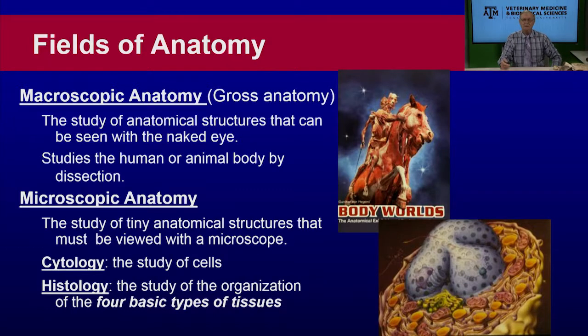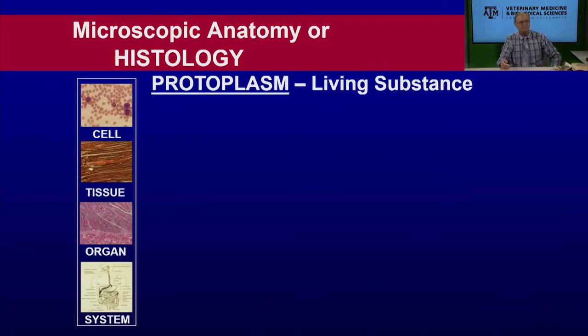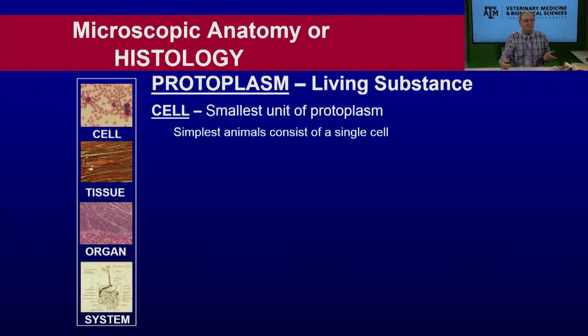And there are 4 basic types of tissues. Protoplasm is living substance, and the smallest unit of living substance is a cell. Some animals only have a single cell. All animals have cells. All plants have cells. If they didn't, they would not be living. Rocks don't have cells, but plants do and animals do.